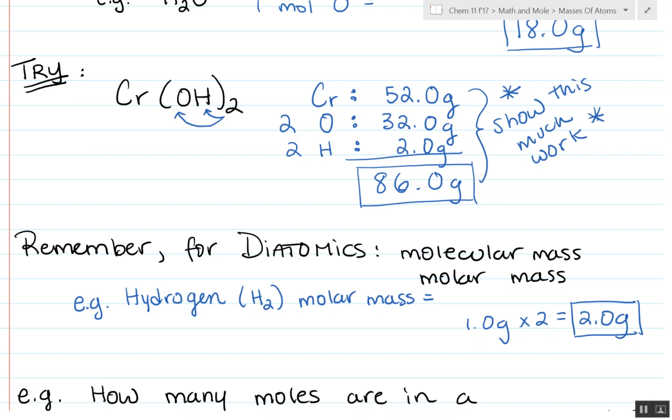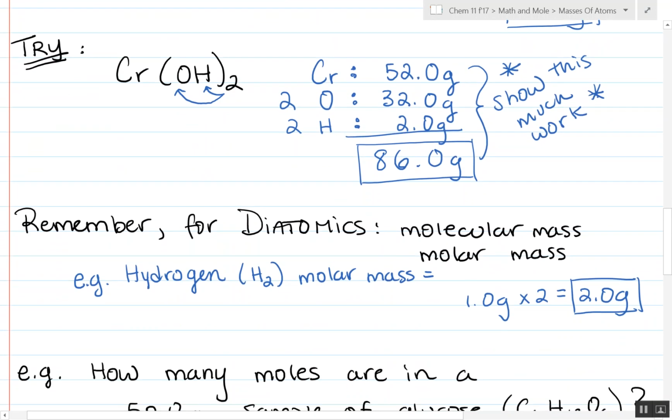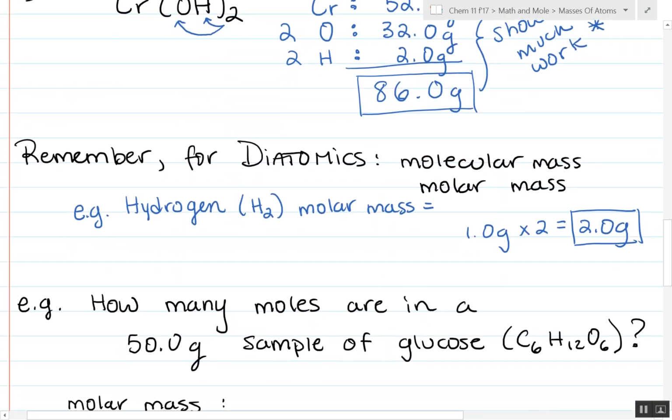All right, so now we're ready. We've gone through how to calculate the molar mass of compounds. We can actually do a question. So let's look at our first example. It asks how many moles are in a 50.0 gram sample of glucose. And don't worry if you forget the molecular formula of glucose. It's right here, C6H12O6. So we're asked to calculate how many moles in a 50 gram sample.